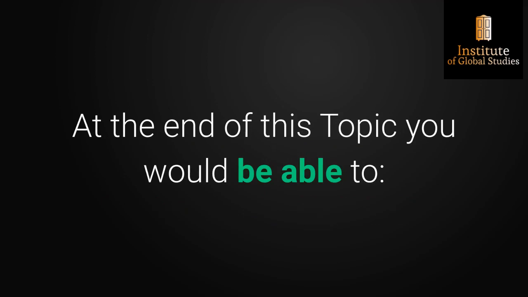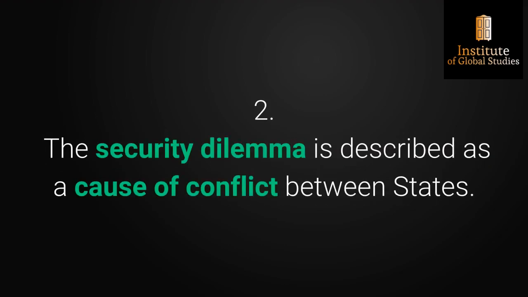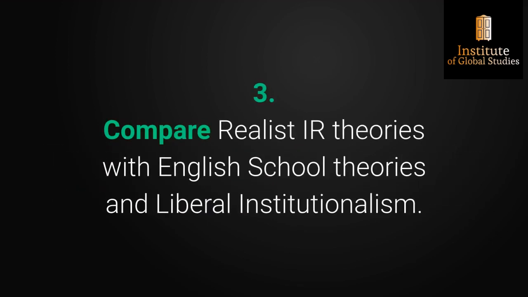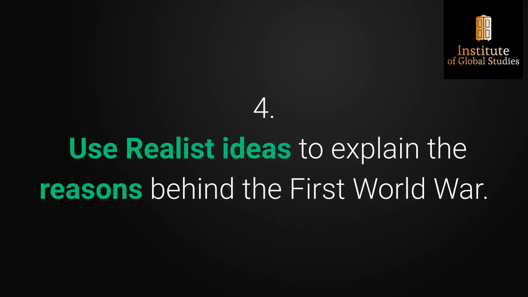At the end of this topic you would be able to: 1. Describe and discuss core principles and terms related to realism. 2. The security dilemma is described as a cause of conflict between states. 3. Compare realist IR theories with English school theories and liberal institutionalism. 4. Use realist ideas to explain the reasons behind the First World War.